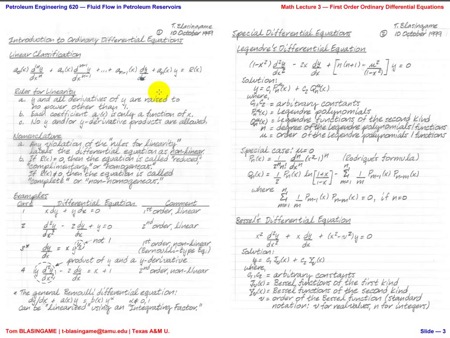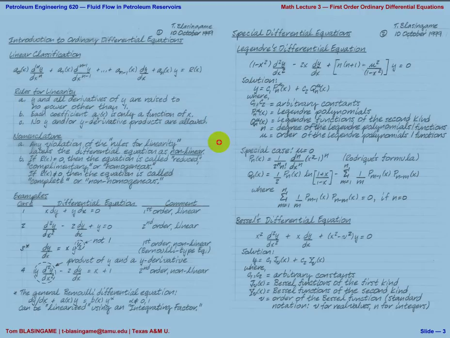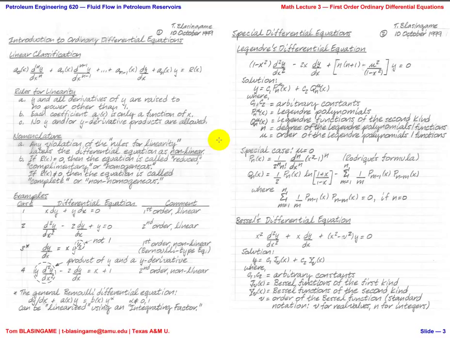To fulfill the requirement of linearity, there are three properties that must be fulfilled. As you can see here, all the derivatives are raised to the power of 1, which is the first rule. The second rule is that all the coefficients can be variable coefficients, but they have to be only functions of x. And the third one is that no y or y derivative products are allowed.